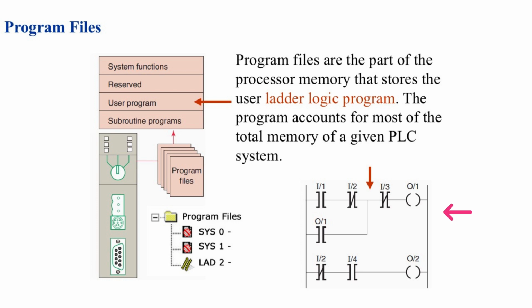Now, over on the right side, you can see an example of a ladder logic program stored inside one of those files. Each rung represents a small piece of logic. Inputs on the left, outputs on the right. When the input conditions are true, the PLC energizes the output coil. So in short, the program files are the heart of the PLC's memory. This is where your logic lives, and it's what the processor executes continuously during operation.